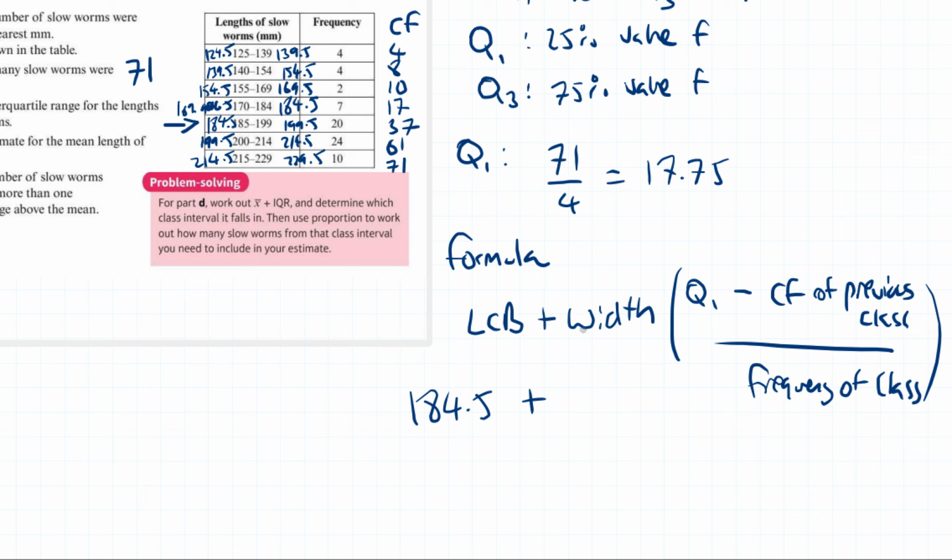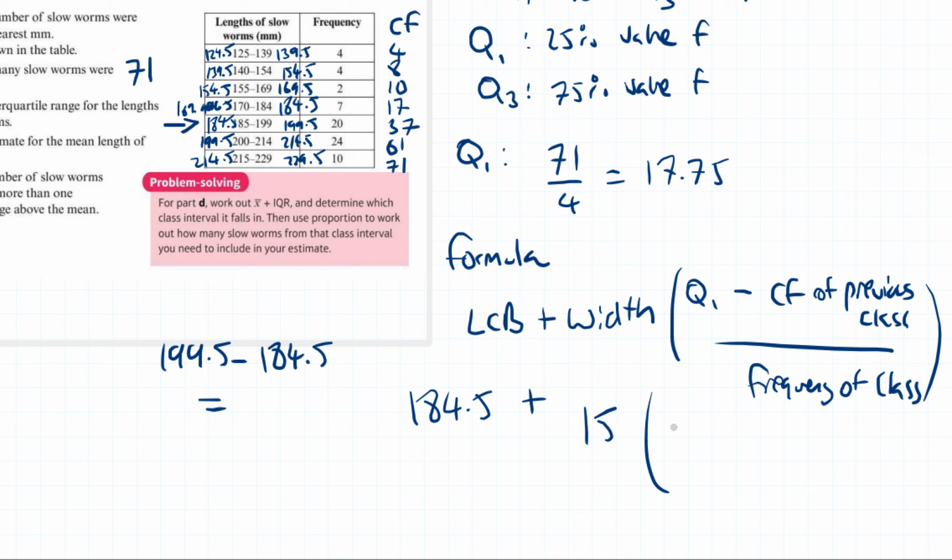The next thing is to find the width. To find the width of the class, you're going to use the upper bound and the lower bound. So it's going to be 199.5 minus 184.5, and that gives a value of 15.